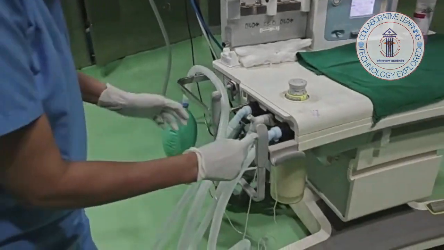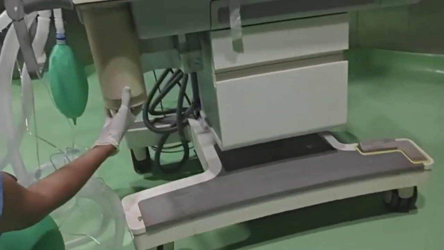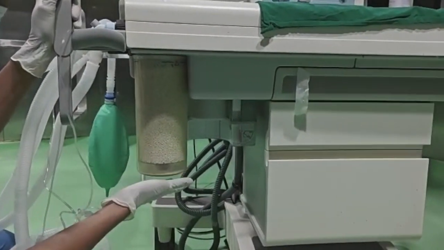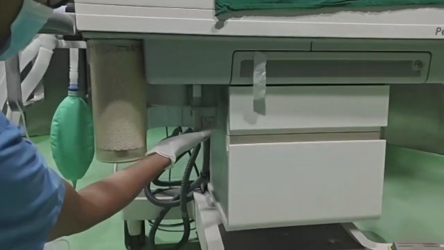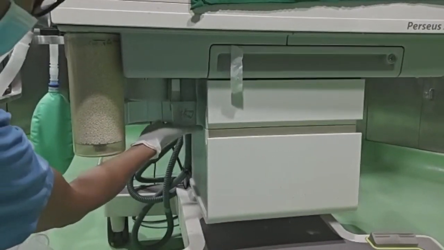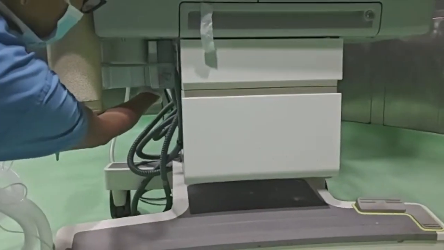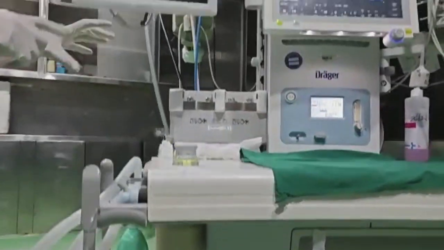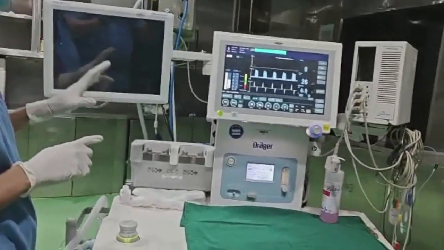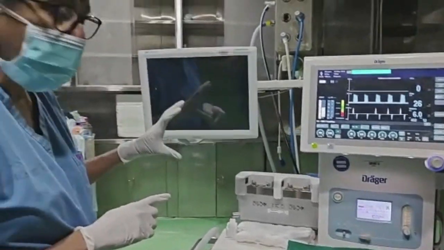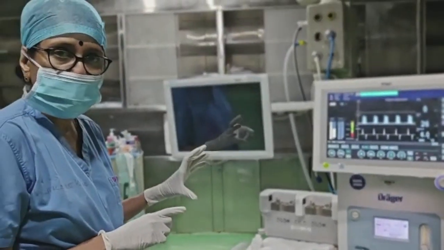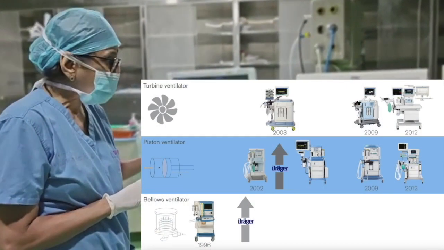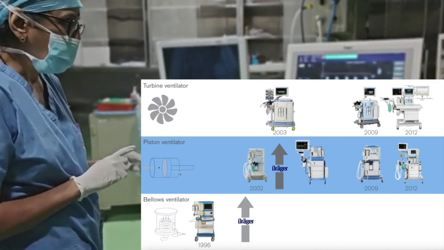As you can see, there is a soda lime canister which will absorb the CO2 and allow a recirculation of the gases. And this is a gas collection system which leads on to the scavenging located at the back of the machine. Now, the Perseus A500 boasts a unique technology as far as ventilation is concerned, called the turbine technology, which I will be speaking to you about at the end of this presentation.